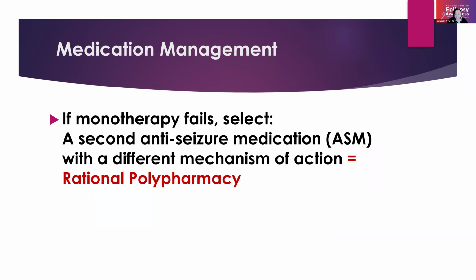So if monotherapy fails, you want to select a second anti-seizure medication with a different mechanism of action, and this is called rational polypharmacy.